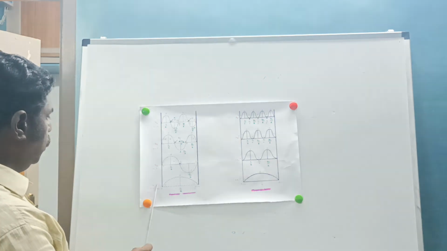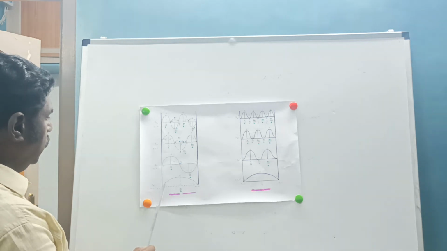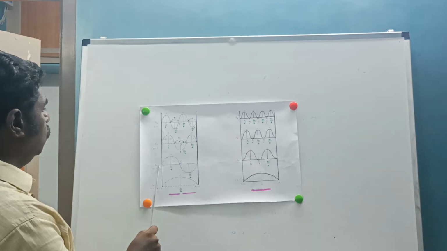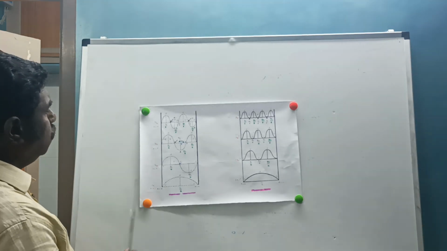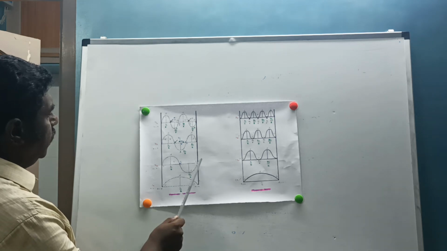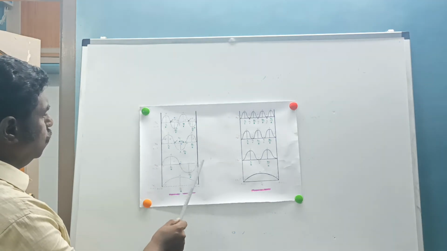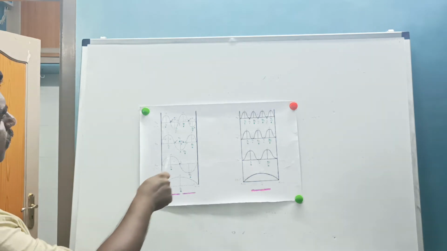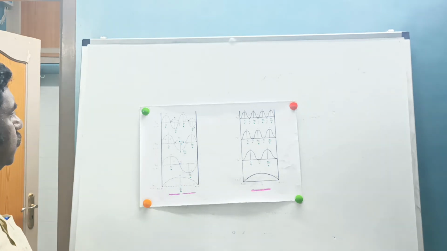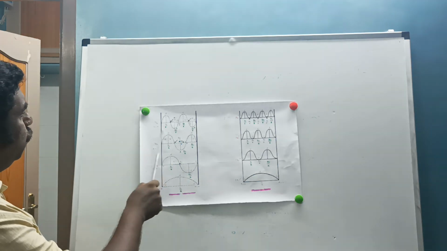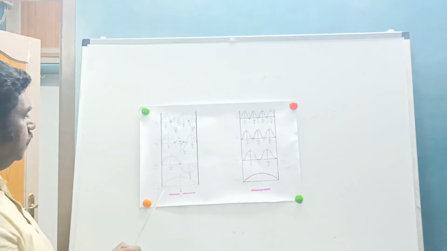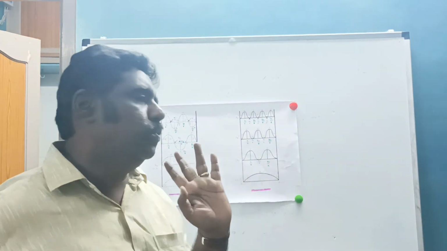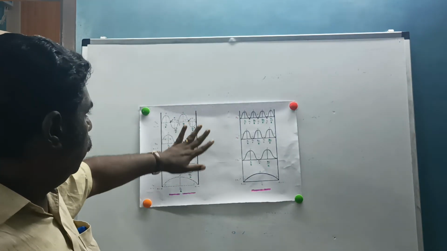Suppose the value of n is equal to 1, we get two nodes: x equal to 0, one node, and x equal to L, another node. Suppose n is equal to 2, we have three nodes, x equal to 0 and x equal to L, and in addition to these two nodes, one node in the middle. Suppose n equal to 3, in total we have 4 nodes. n equal to 4, we have 5 nodes. In all the cases, at x equal to 0 and x equal to L, we compulsorily have 2 nodes. This is the wave function diagram.